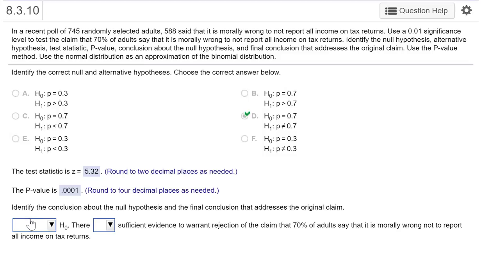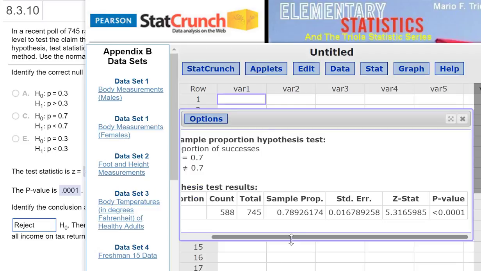All right. Then it says identify the conclusion about the null hypothesis and the final conclusion that addresses the original claim. If the p is low, we reject H0. So we're going to reject H0. There is evidence to warrant rejection of the claim that 70% of adults say it is morally wrong not to report all income on tax returns. If we look at the actual percentage, it was about 79%, so really closer to 80% of our sample said that.